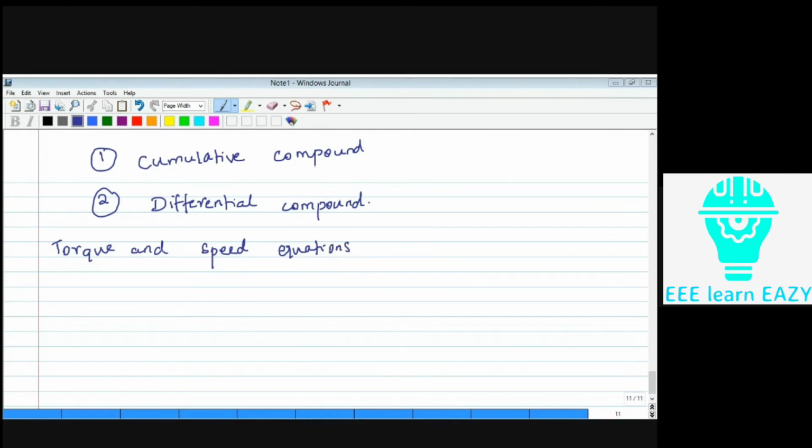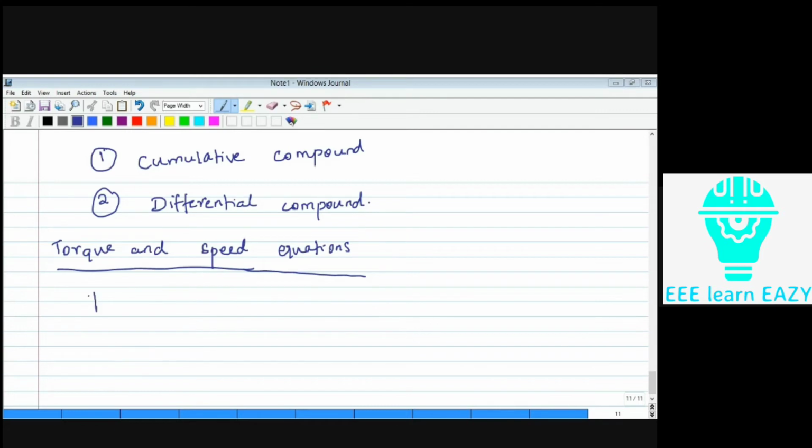Of different motors, because to know which motor can be used for a particular application, we must know the torque and speed characteristic. That can only be known from the torque and speed equations of each and every motor. So before analyzing the various characteristics of motors, we have to revise the torque and speed equations as applied to various types of motors.